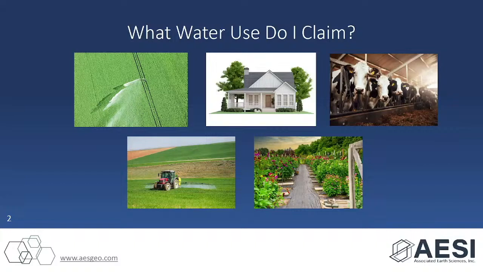So I want you to think of these as accumulative water uses, not one or the other. The court claim form is going to come based on your parcel. So you could have multiple uses on your parcel.